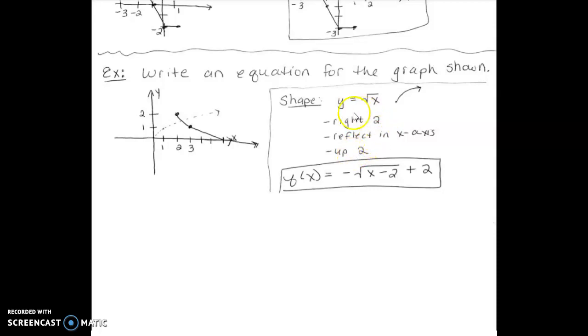So I'm going to fill in my equation to reflect these transformations. So the square root shape, right 2 would mean subtract 2 on the inside. That would move horizontally to the right 2. Reflecting the x-axis puts a negative on the outside. And then moving up 2 puts a +2 at the end.